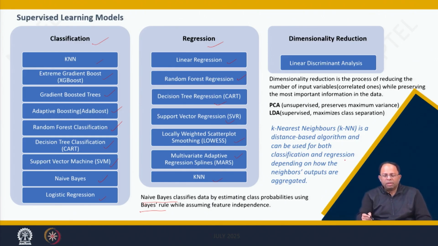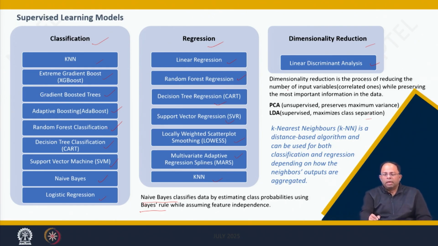In addition to that, we also have dimensionality reduction. Primarily, you will find it in unsupervised models. And then you will see that the linear discriminant analysis is based on labels. That means data has to have labels, so it is supervised. But usually the more common one is the PCA, which is unsupervised and preserves the maximum variance. Whereas in case of LDA, it's supervised and it maximizes the class separation. That means it maximizes the differences between the classes.